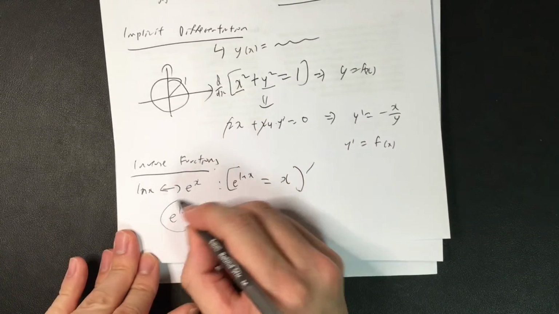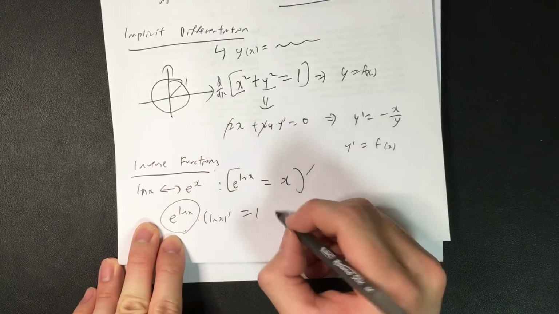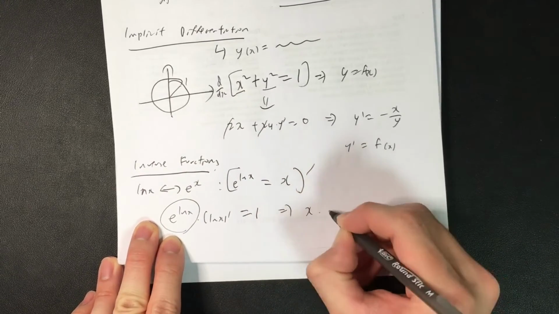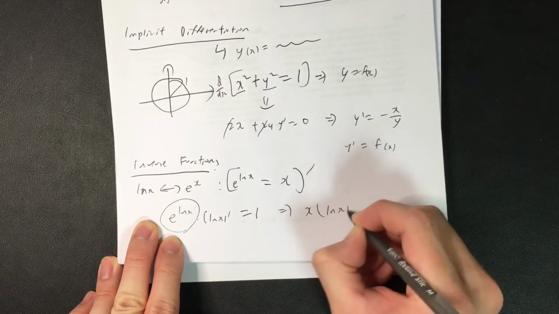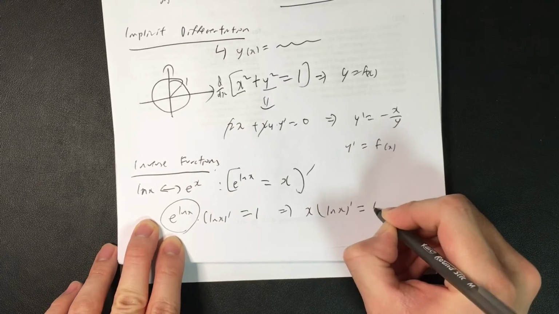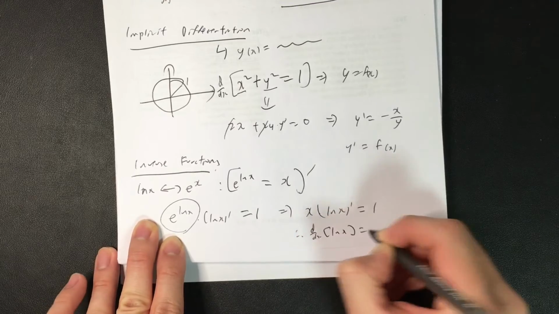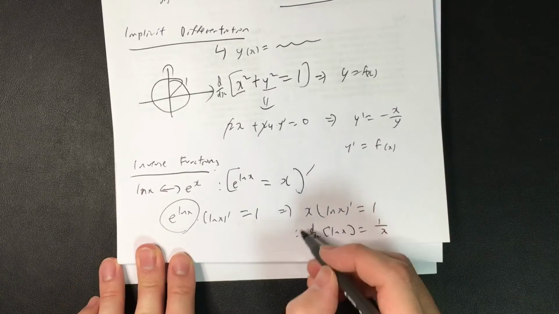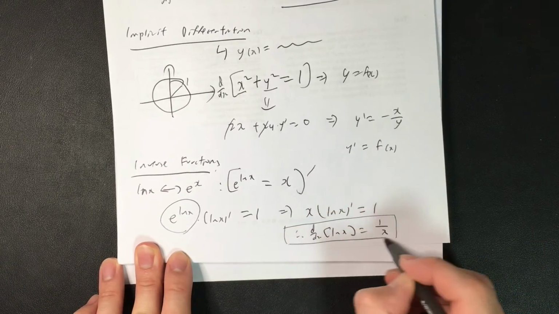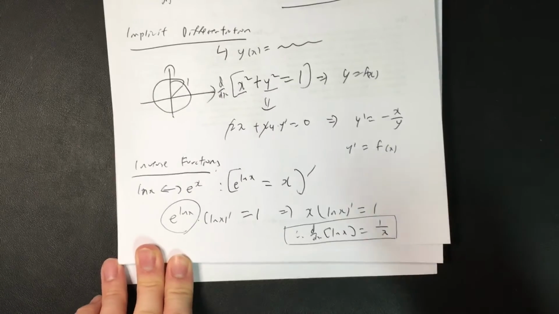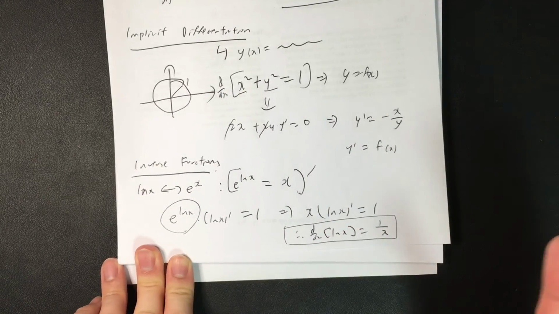Now notice how this expression is simply x times the derivative of the natural log of x equals 1. Therefore, the derivative of the natural log of x is simply 1 over x. And using the chain rule, I can get inverse functions of basically any function that I want.